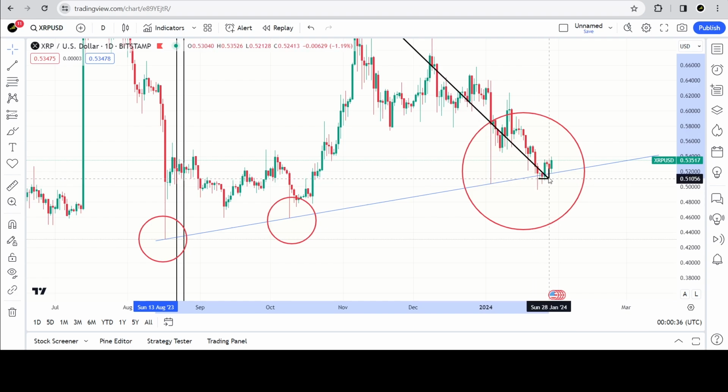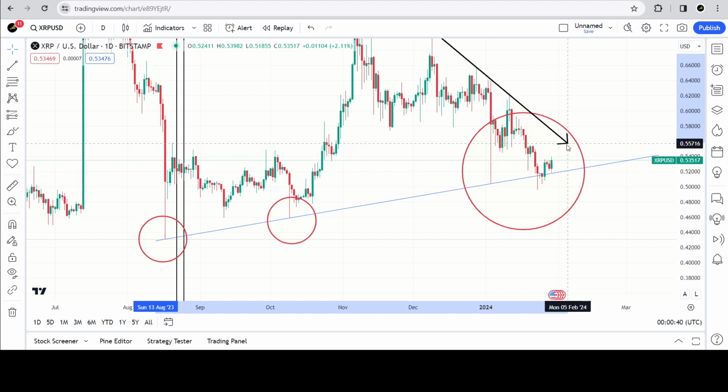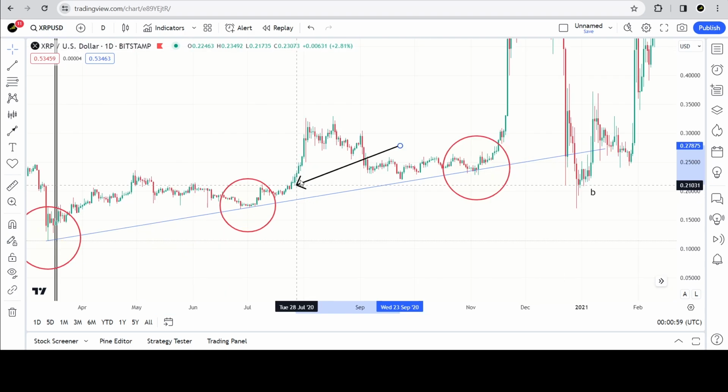So we are now above it. We could continue to sail above and continue to move up. There's also the possibility it can go back down another time. Okay, so I'm back over here.